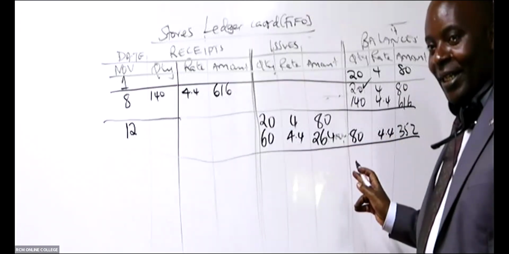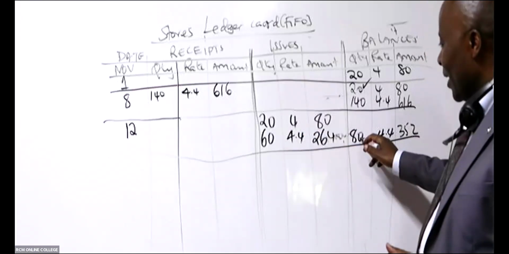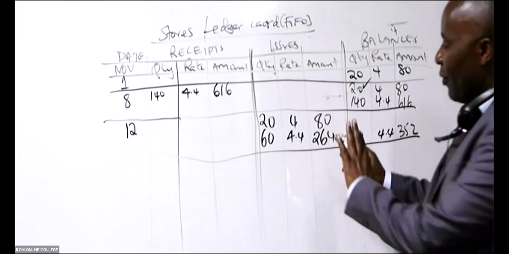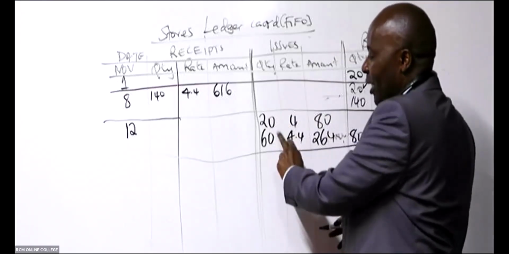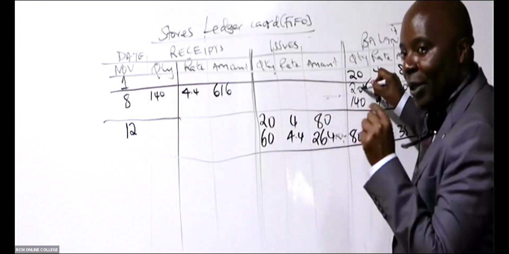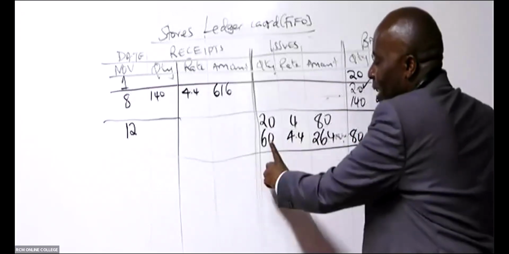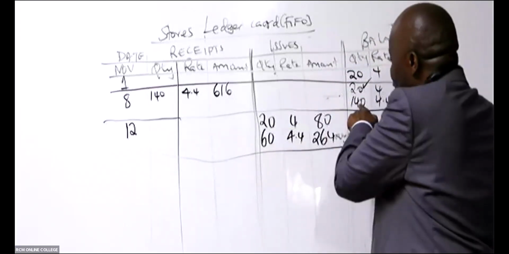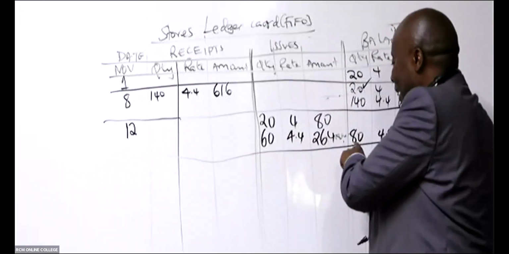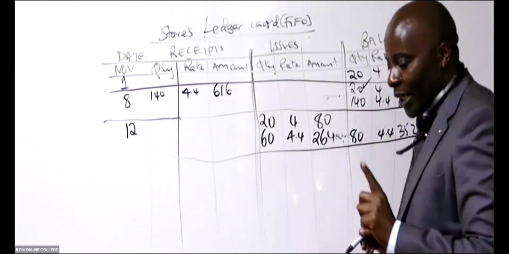Yes, 80 is for the issue, and this one is for the balance. Very good. Remember, we have issued 80, which is composed of 20 and 60. So this 20, we gave from the oldest batch we had. After finishing the 20, we had 60 to recover, which we took from this batch, leaving 80. And it's coming from this batch at 4.4. Thanks for asking that question.